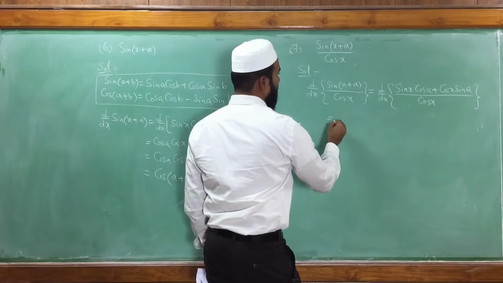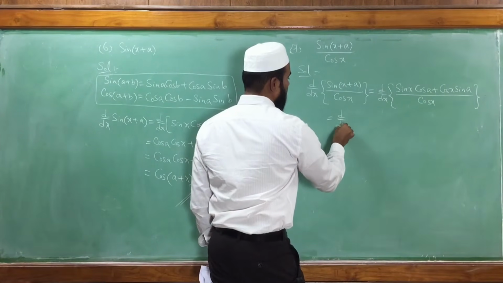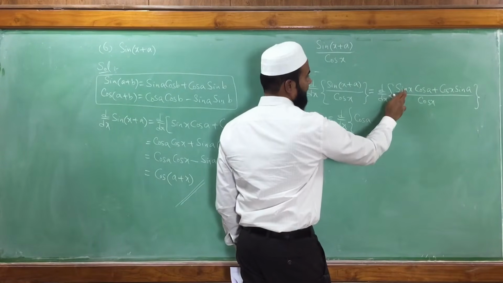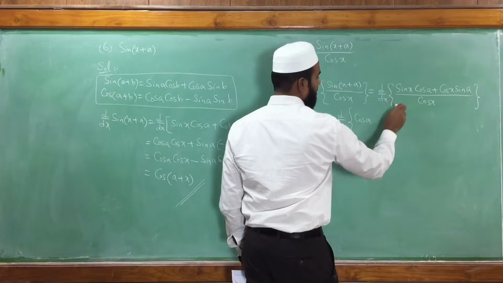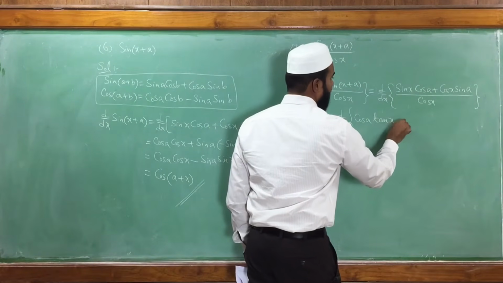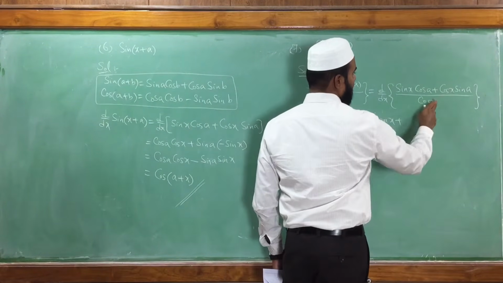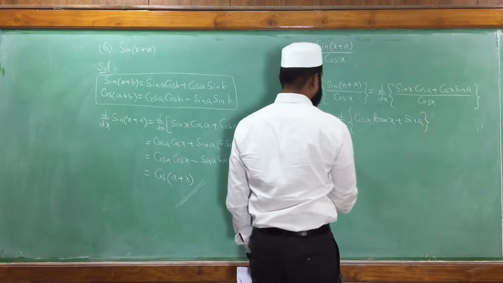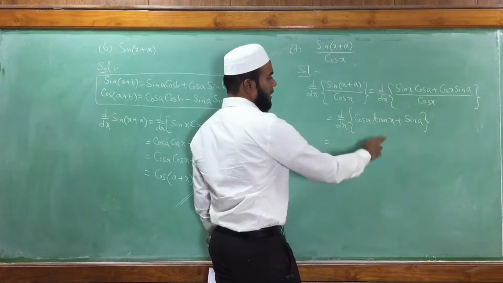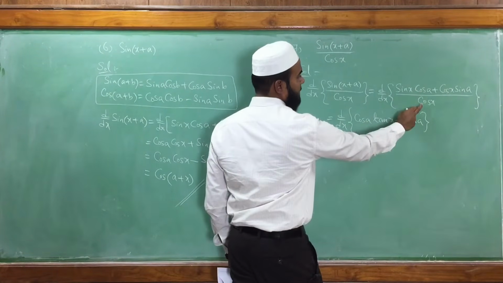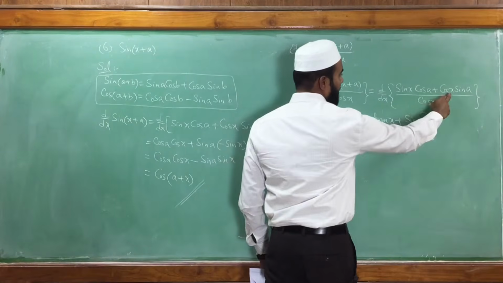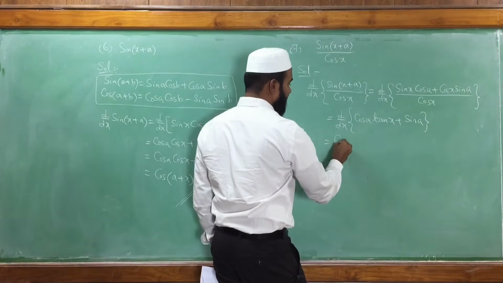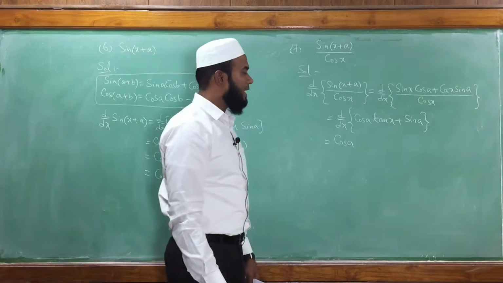Right? This is equal to d by dx of, here cos a as it is, sin x by cos x. Sin x by cos x is nothing but tan x, plus cos x and cos x will get cancelled, remaining is sin a. How am I getting this? Cos a as it is, sin x by cos x is nothing but tan x, and cos x will get cancelled, sin a will be remaining, right?